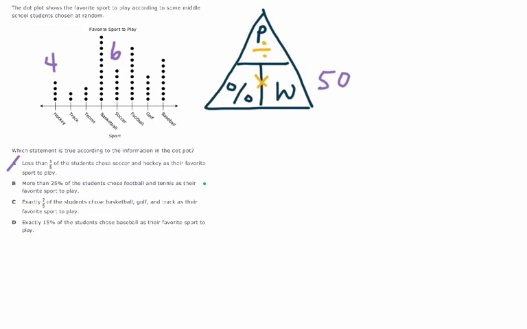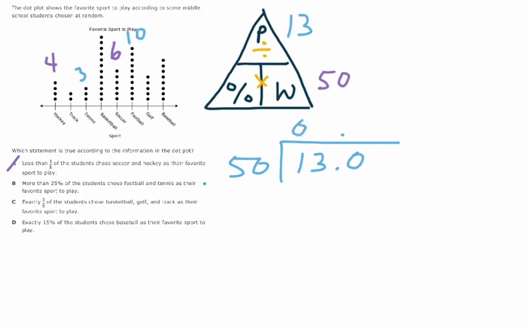B says more than 25% of the students chose football and tennis as their favorite sport to play. Well, let's see. Football, I believe, is 10 when we count them all up. And then we go over to tennis, it is 3, which gives us a grand total of 13. And that gives us 13 out of 50. And we need to turn it into a percent, this being more than 25%. So we can put the part inside, 13, and I always make it 13.0, and divide by the whole, divide by 50. It should be pretty straightforward here.